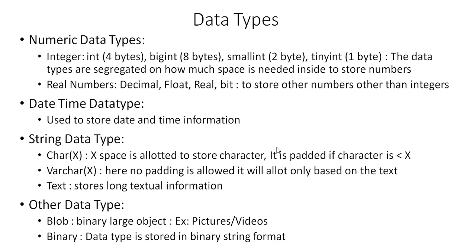Apart from these, the other data types are blob, which is nothing but binary large object, used to store pictures and videos. And there's a binary data type which is also used to store the binary string format. So it will store everything in a binary format. Binary means zeros and ones. There is also something called image, which can be used to store images other than blob.